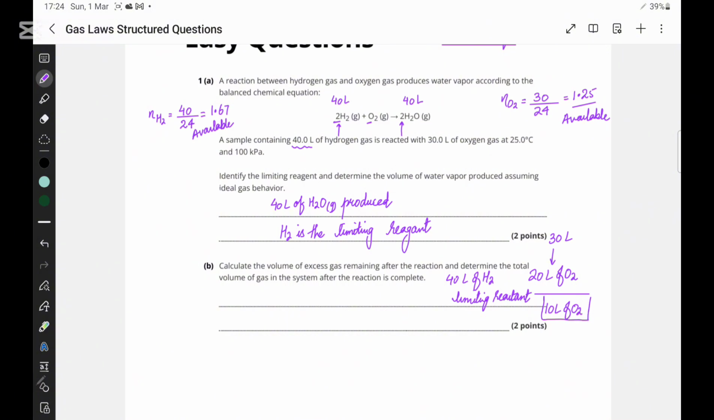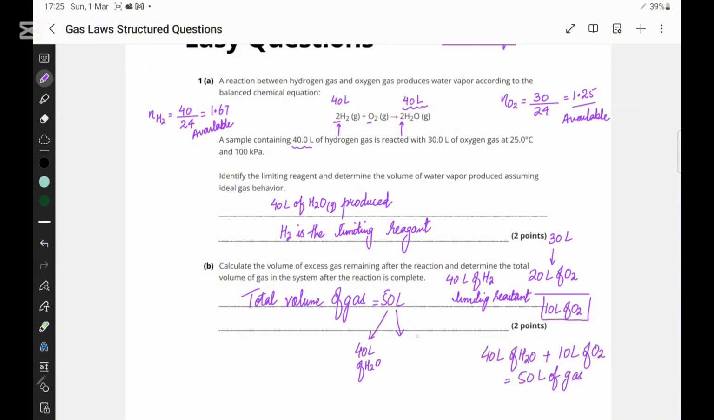And how much water has been produced? That is 40 liter. 40 liter of water vapors plus 10 liter of oxygen gas, so it becomes 50 liter of gas that has been formed. So total volume of gas is 50 liter, in which we have 40 liter of water vapors and we have 10 liter of oxygen gas.